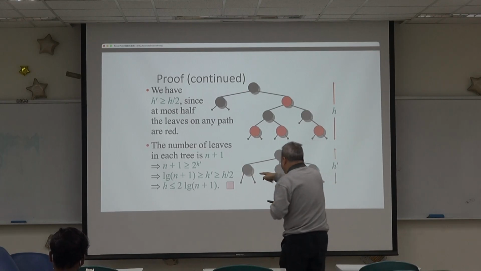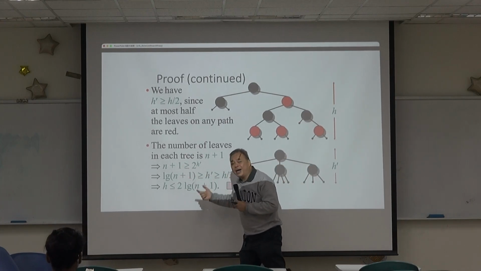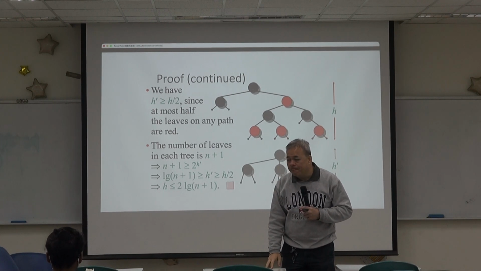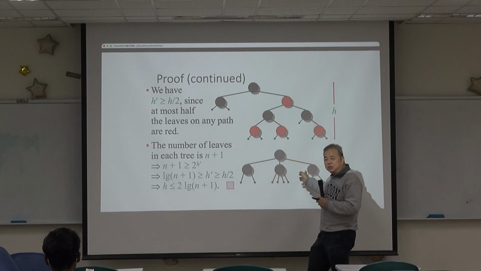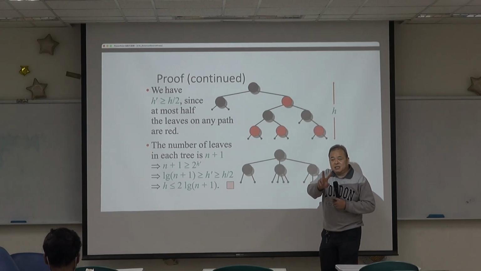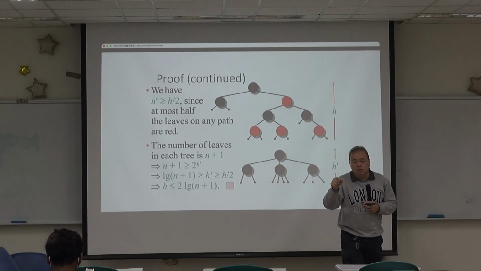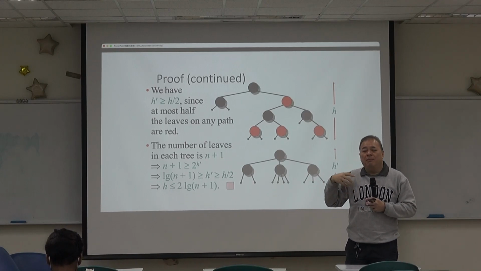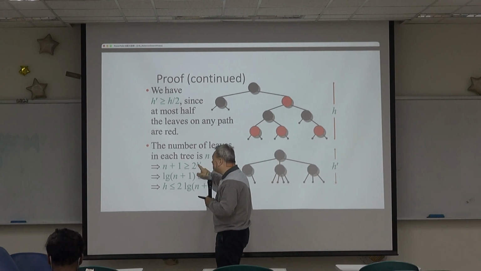And we say this n plus 1 is the number of leaf nodes here. I would say this n plus 1 must be greater than or equal to this one. Why? Because we are not talking about a binary tree here. Here the nodes could have more than 2 branches. The number of branches for each node is at least 2. It could be 3, it could be 4. So the number of leaf nodes must be greater than or equal to 2 to the power of h prime.